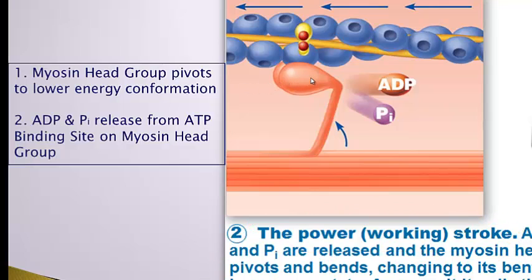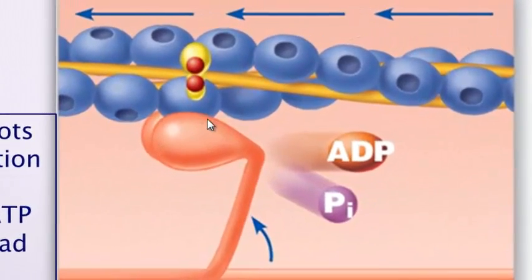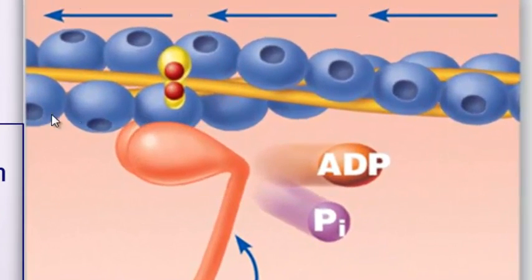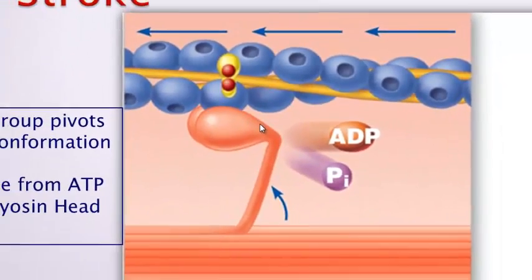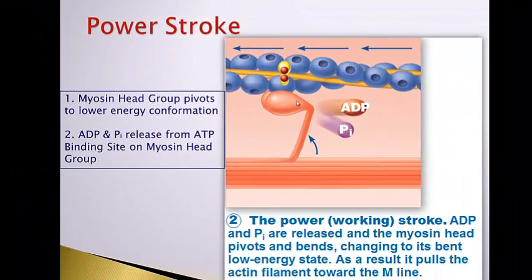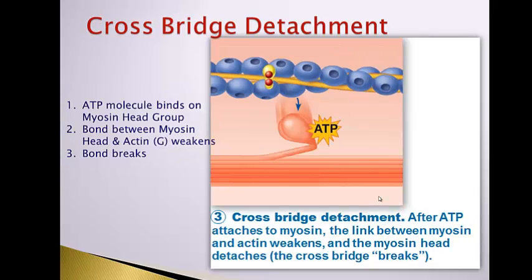This is what's known as the power stroke. And as this head goes to its resting state, it actually pulls this thin filament inward, making the contraction happen. But as it does so, it exposes a binding site back here which currently has ADP and inorganic phosphate in it. And so when that binding site is exposed, it allows these molecules to escape. Again, this second step is known as the power stroke, and that's when we see the physical movement occur and ADP and inorganic phosphate is removed.